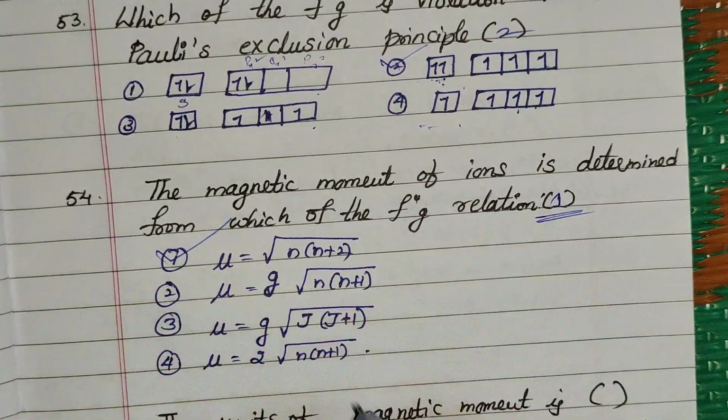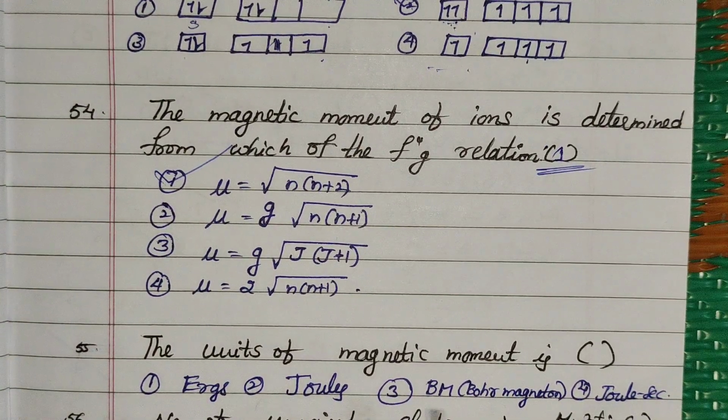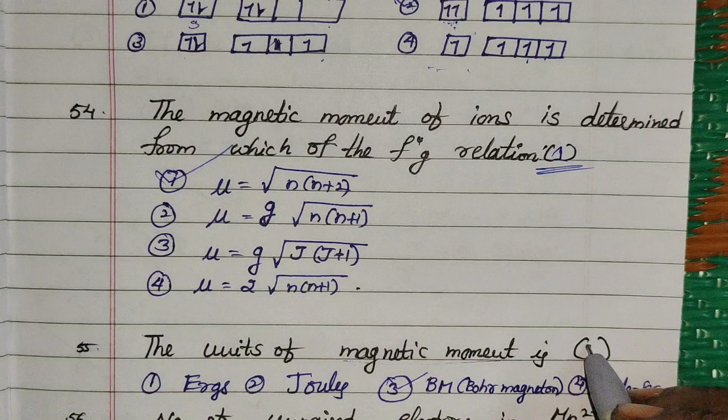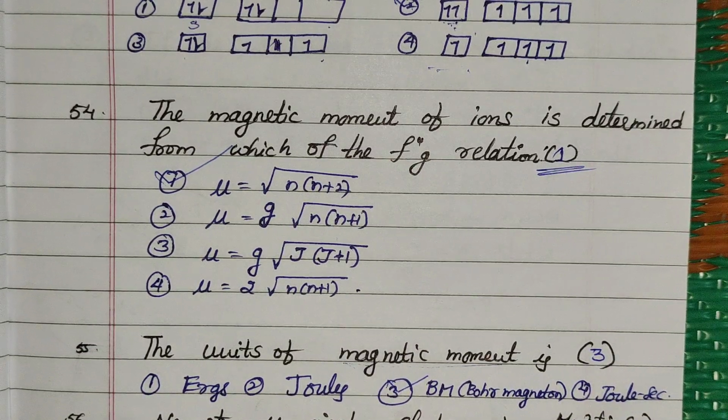Next, the unit of magnetic moment is erg, joule, Bohr magneton, or joule second. The unit of magnetic moment is the Bohr magneton, option number 3. BM is the unit for magnetic moment.